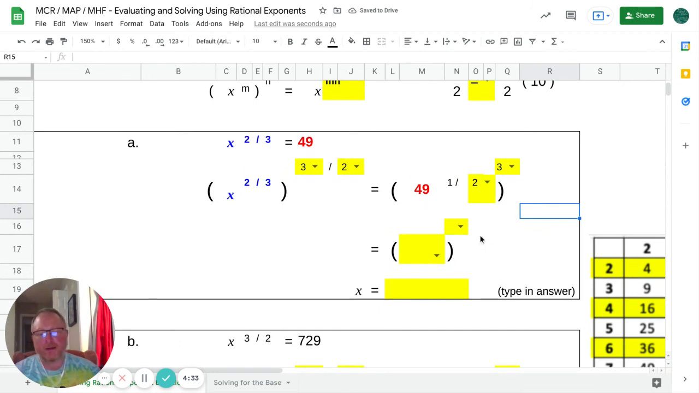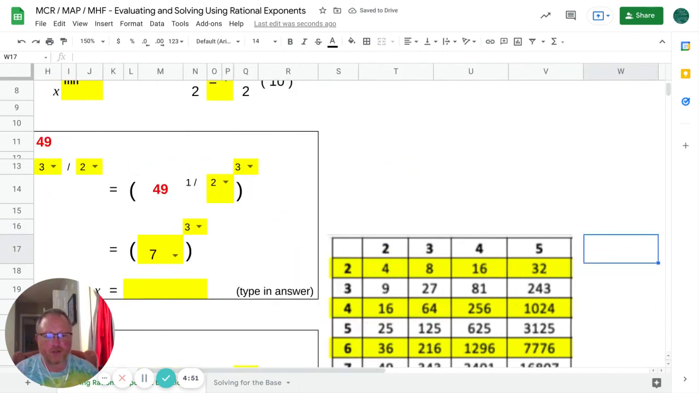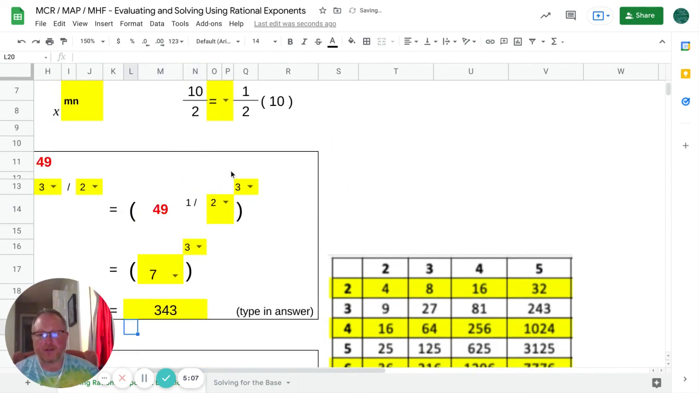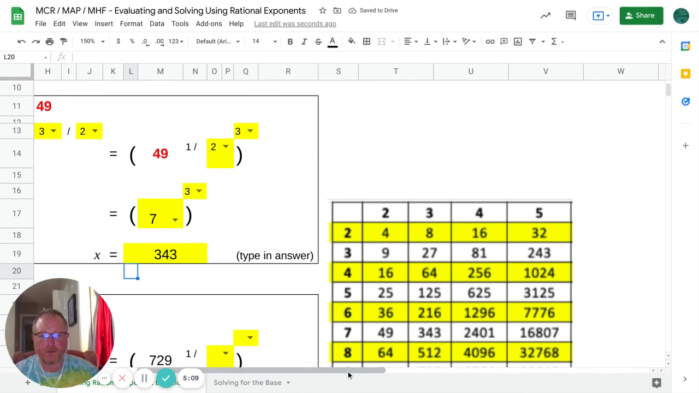And then I go through that, and I can do 49 to the 1/2, use my power chart if I need to, but I'm pretty sure that's the square root of 49, which is just 7. And then I've got this exponent of 3 out here. To make sure, I'm going to look in the chart. So base of 7, exponent of 3 meets at 343. Okay, so that's our answer. That's the solution to that equation, x equals 343.